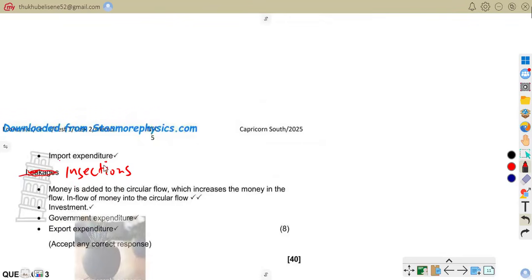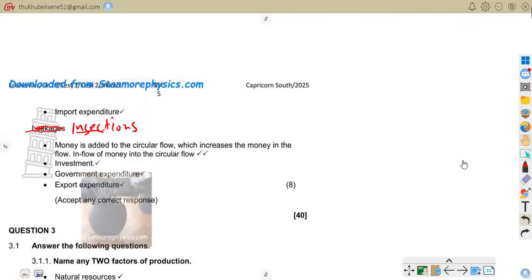Now coming to import expenditure. We are spending on foreign goods. So buying imports, for example, buying imported electronics. But coming to injections now, we are talking about money added to the circular flow, which increases the money in the flow, an inflow of money into the circular flow. So it increases economic activity.